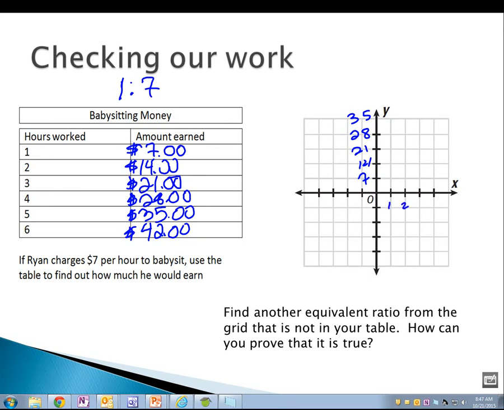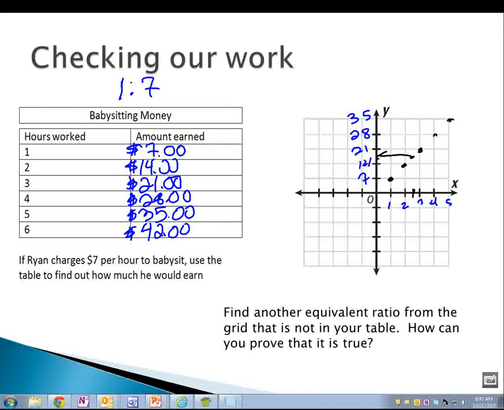So I'm going to go hours worked. This will be 1, 2, 3, 4, 5. So hours worked is just going to go up just like this. So that means after 2.5 hours, which would be here, it's going to fall right in this spot. And it's going to fall right in the middle of that one.